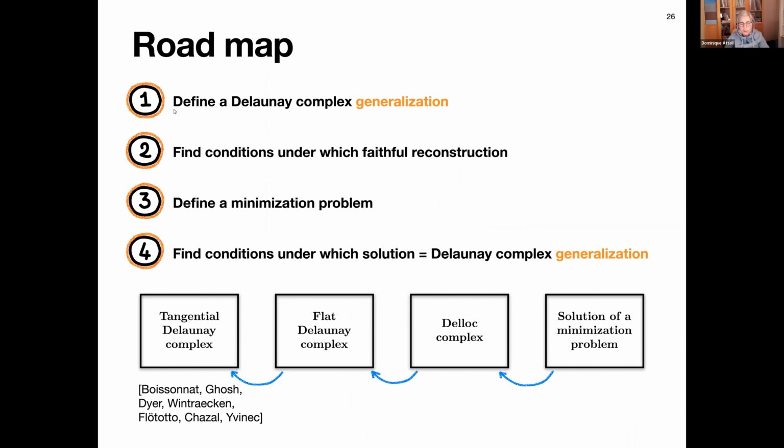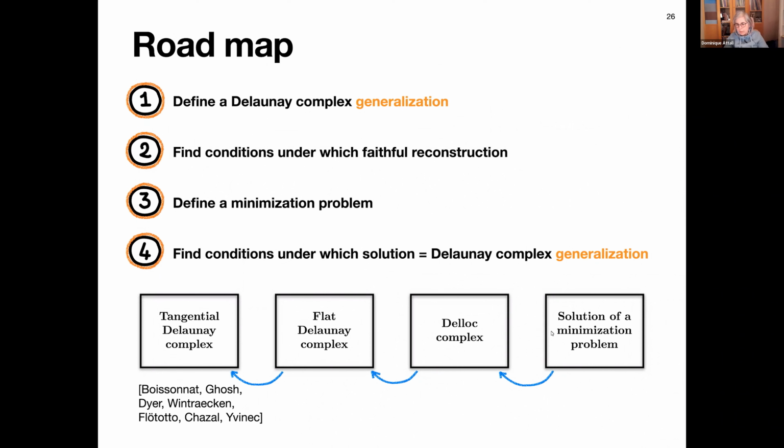First, we're going to define this Delaunay complex generalization for points on the manifold. Then we're going to state conditions under which we indeed have a faithful reconstruction. Third, we're going to define the minimization problem. And finally, state conditions under which the solution of this minimization problem will be our Delaunay complex generalization.